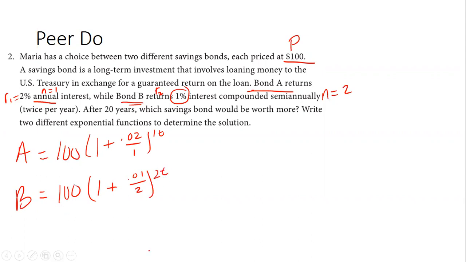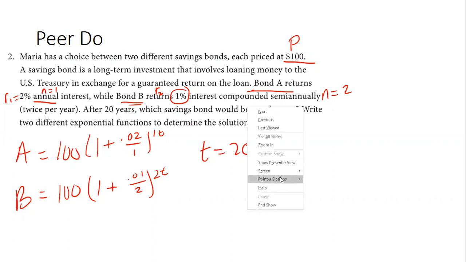2 to the T, right? So now we have our models, and it wants to know, comparing them after 20 years, which savings bond will have worked the best. So we're looking for, what does it look like when T equals 20? Since I have 2 of them and I don't want to type it more than I have to, I'm going to put it into Y equals and compare the table.